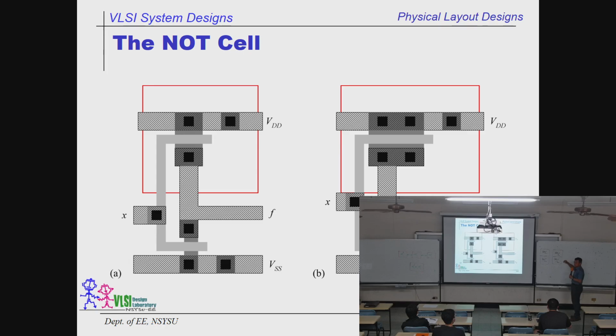So the ratio here is correctly defined. They have to be 2-to-1, given that they have the same size, the same length. All right, is that clear? So this is a better version.